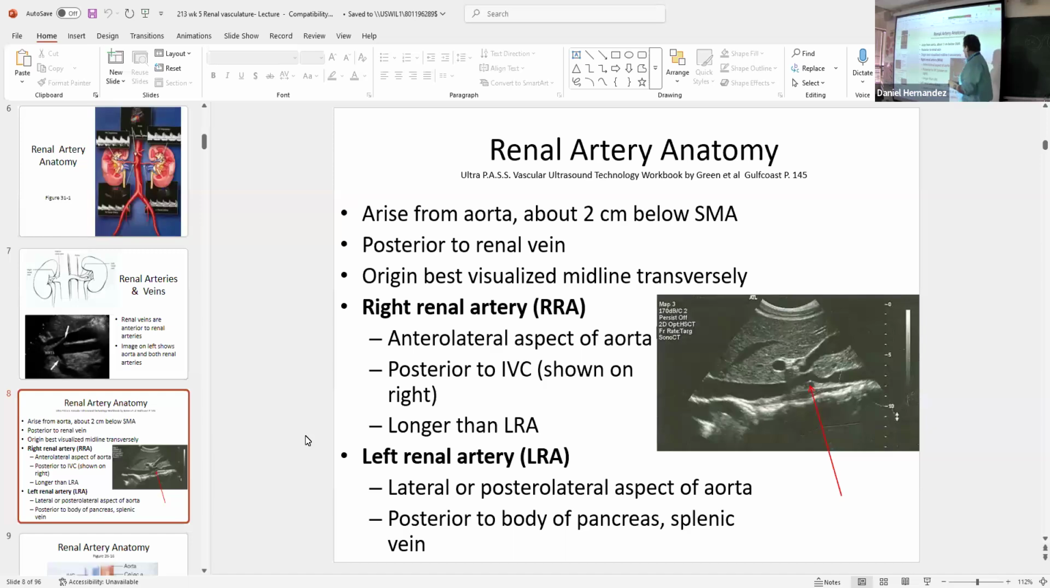So just for anatomy, it runs again posterior to the IVC. It's longer than the left renal artery because again it's got to cross midline and get all the way out to the right kidney, that's sitting somewhere out here. It's got a longer distance to go, whereas your left kidney can be sitting somewhere over here. It's just much shorter in distance.